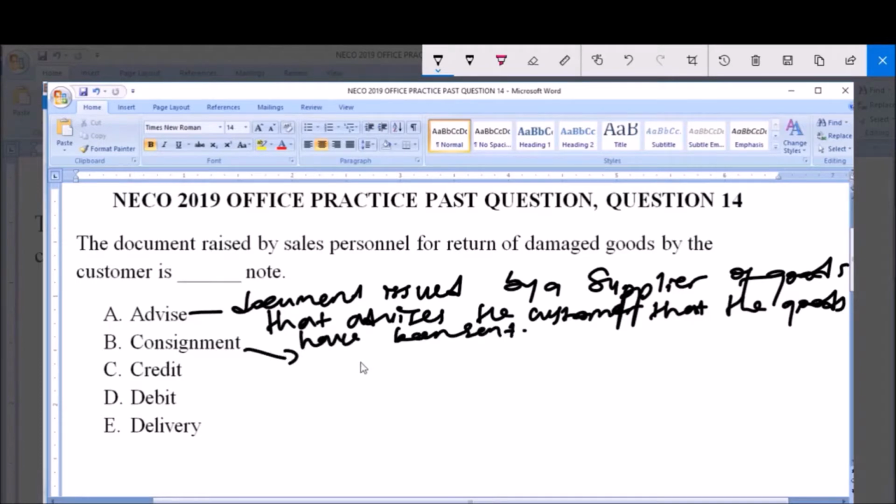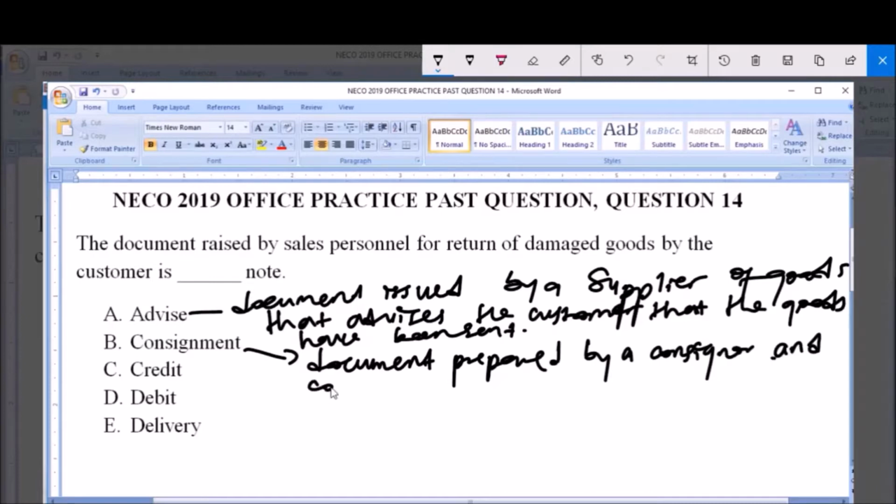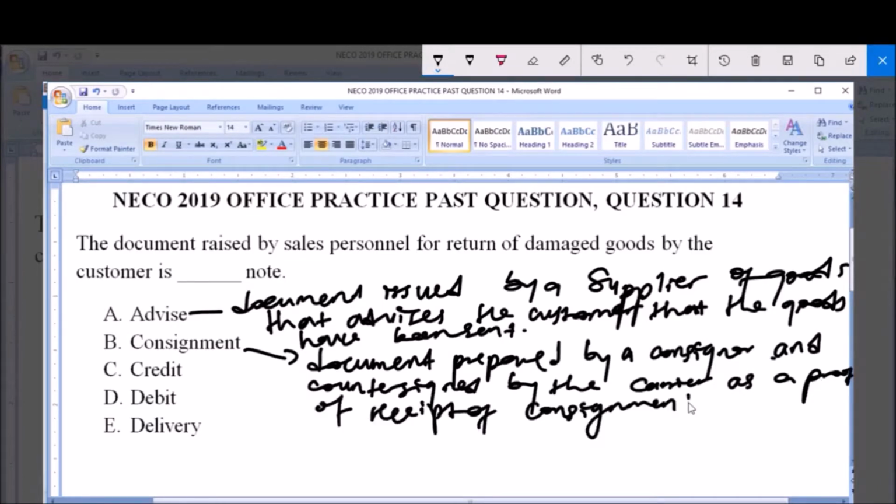Now B is consignment notes. A consignment note simply is a document prepared by a consignor and countersigned by the carrier as a proof of receipt of consignment for delivery at the destination. This is what consignment notes are.